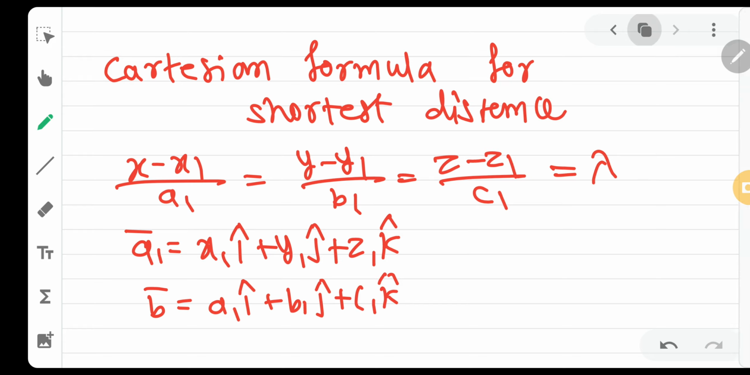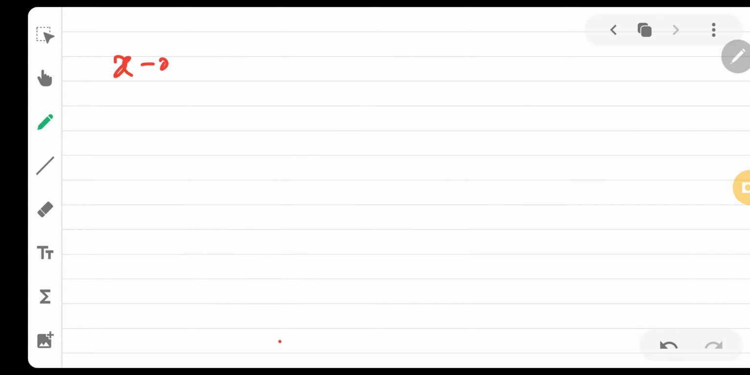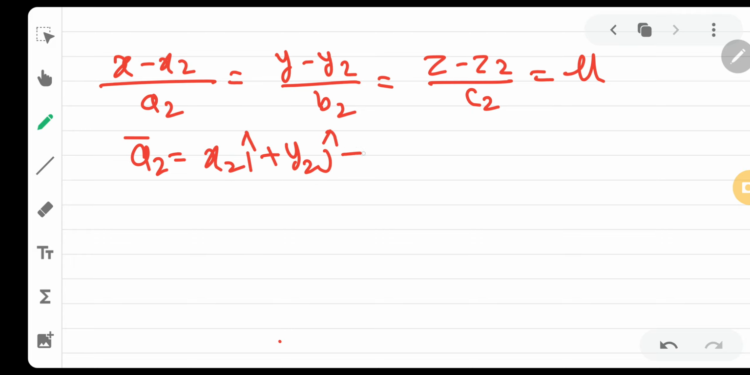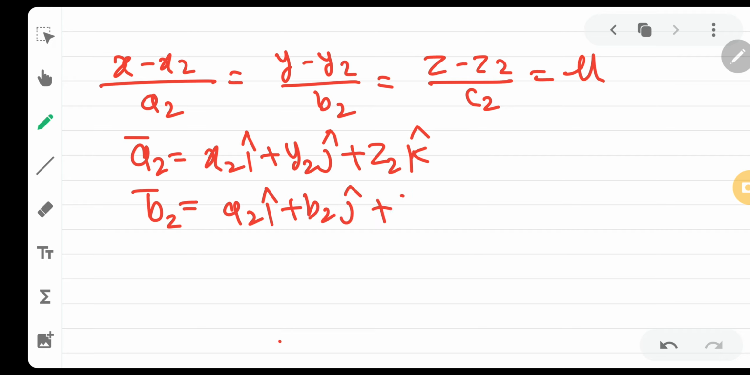Okay. And similarly you can write down the equation for the second line, (x minus x2) by a2, (y minus y2) by b2, (z minus z2) by c2, which is equal to mu. So your a2 bar is actually equal to x2 i cap plus y2 j cap plus z2 k cap, and your b2 bar is actually equal to a2 i cap plus b2 j cap plus c2 k cap.